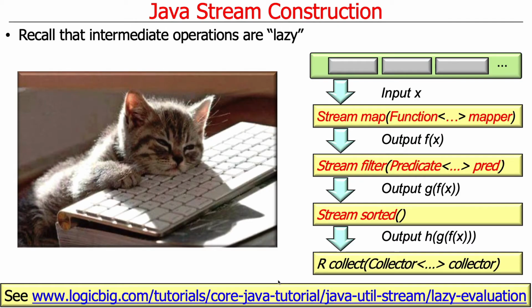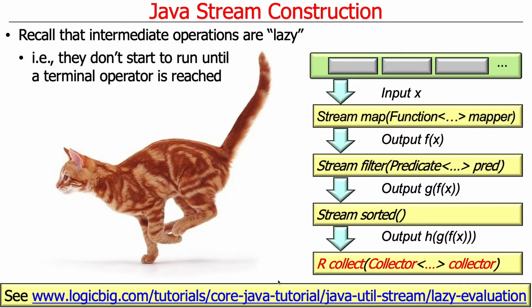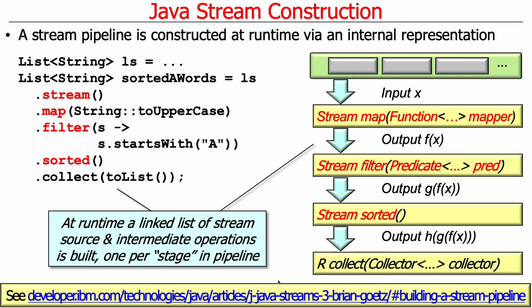So if you recall our earlier discussions, I kept mentioning that a Java stream is lazy, which meant that the intermediate operations don't do anything until the terminal operation is reached. So nothing starts to run until a terminal operation is reached. And now I'm going to show you exactly how that works. So let's take a look at a simple example to illustrate this.